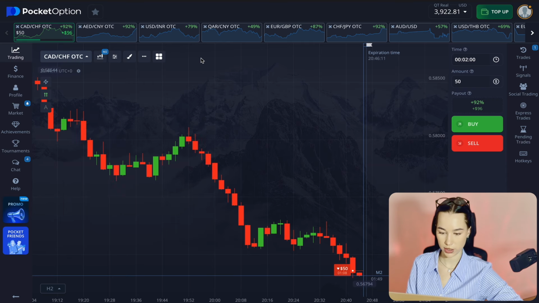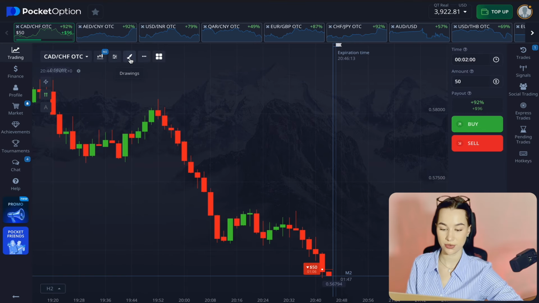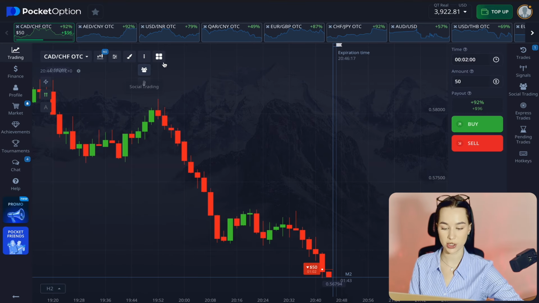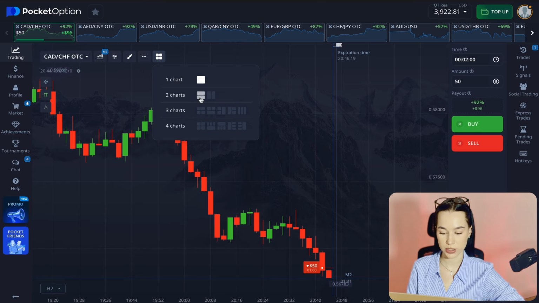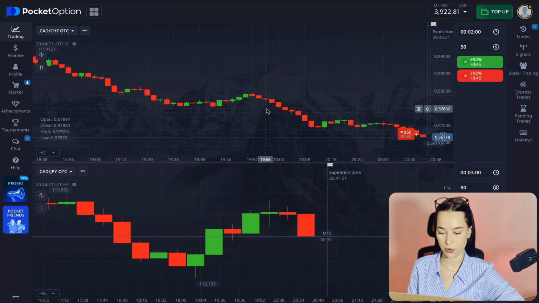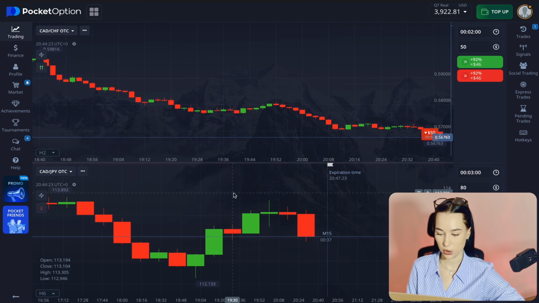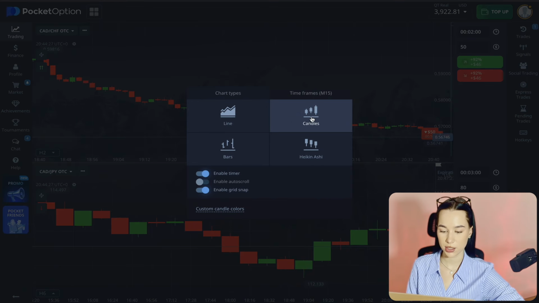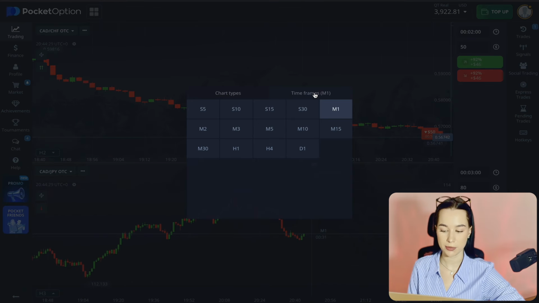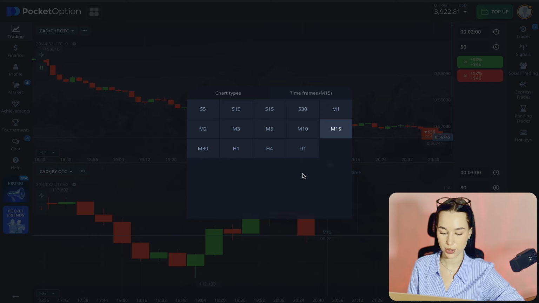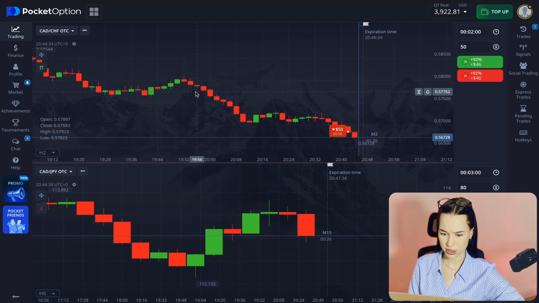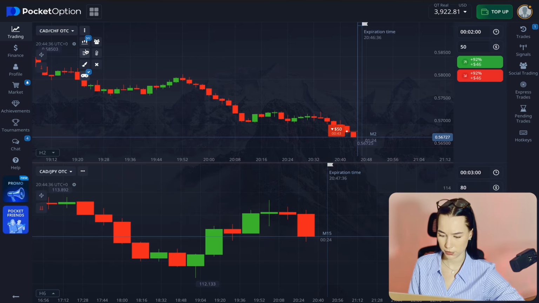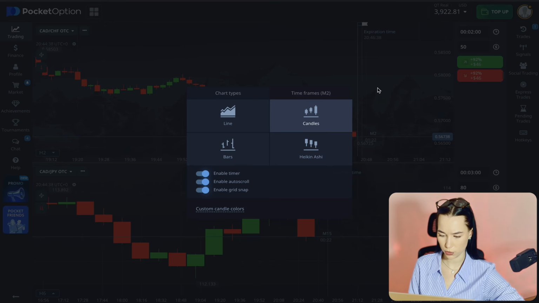Here's the social trading. No, we don't need that. Here's also one of the features. It's a multi-chart. I had one of the strategies like this on my channel. So, for example, here you choose the time frame of M15 of the same currency pair, and here you choose like M1 or M2. I think we're gonna leave it at M2. But the chart doesn't look the same. Okay, let me zoom it a little bit.